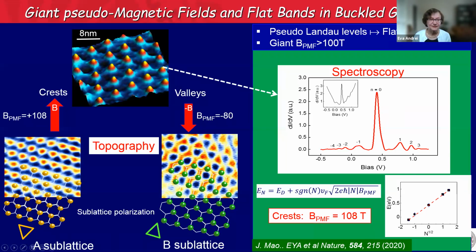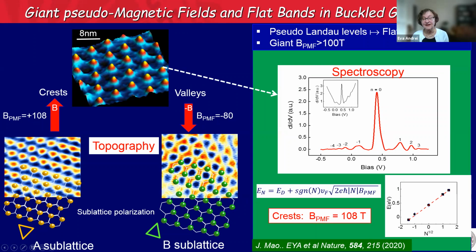When we do the topography on the crests, we see that the wave function is sitting only on one sublattice. We no longer see the honeycomb structure. This is really a triangular sublattice, telling us that the wave function is sitting on one sublattice. When we go into the valleys, the wave function is sitting on the other sublattice, pointing the other way. In other words, we have a spatial separation of the pseudomagnetic field. The pseudomagnetic field here we calculate is about minus 80 Tesla, of course, because the area is much larger here.